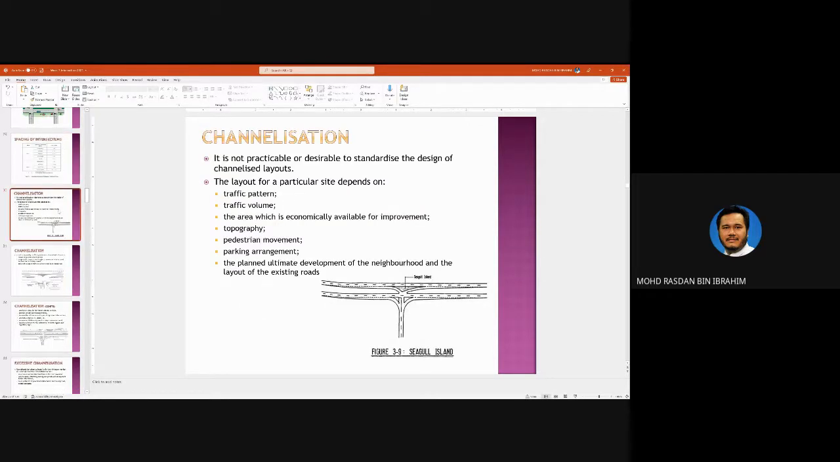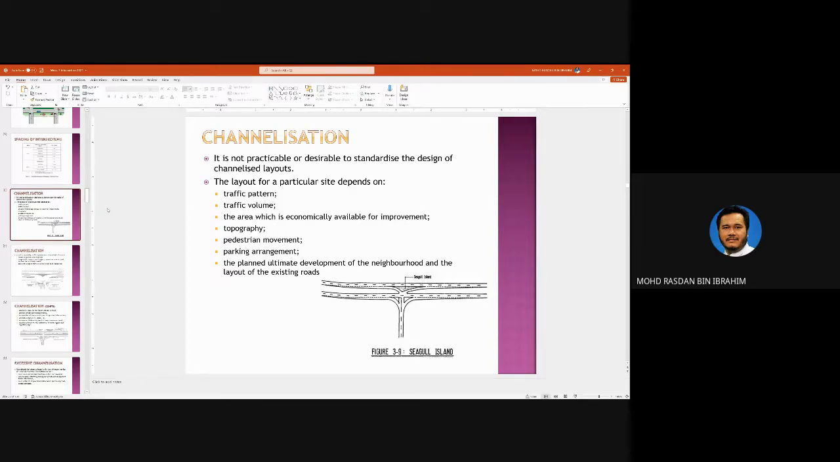Okay, channelization. It is not practicable or desirable to standardize the design of channelized intersections, but you need some guide to a certain extent. It's only a guide. You cannot standardize because the configuration and geometrics of each intersection are different. So you cannot generalize. You can only have a guide.